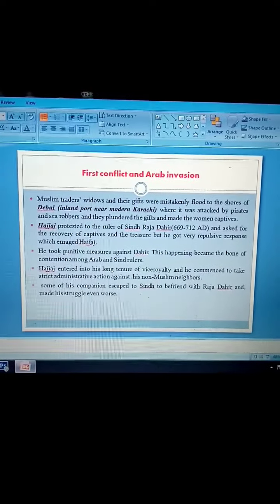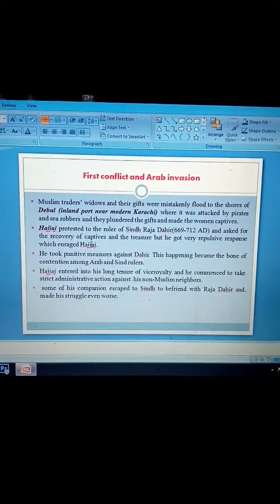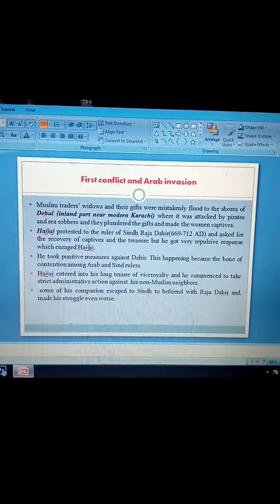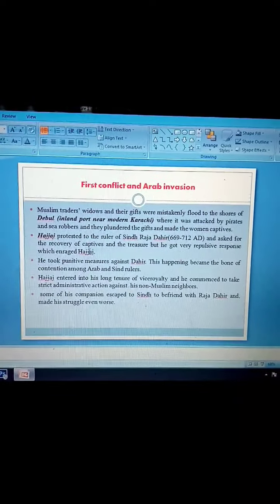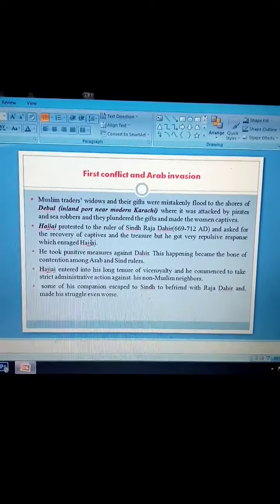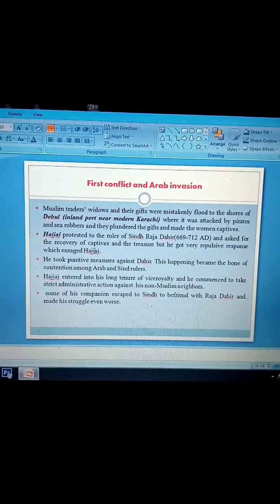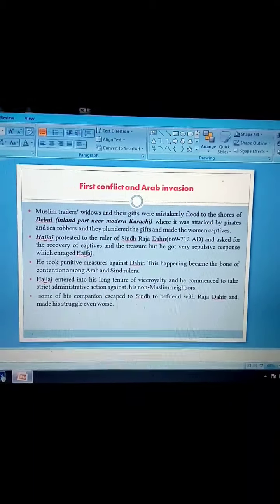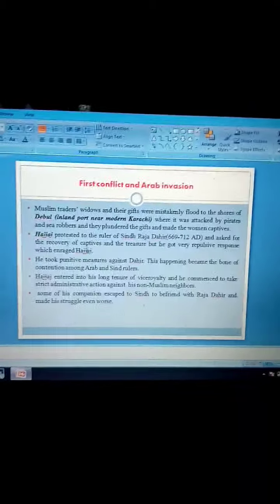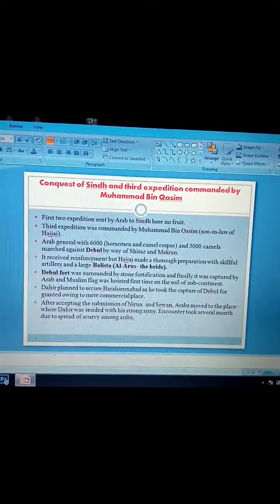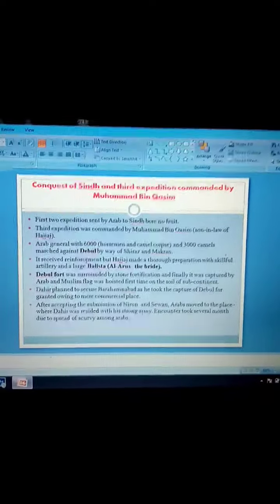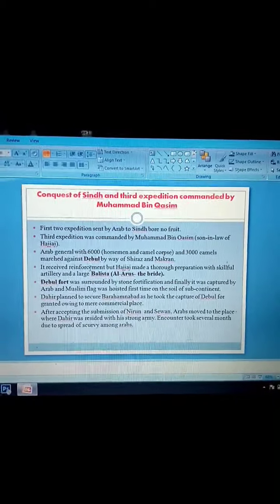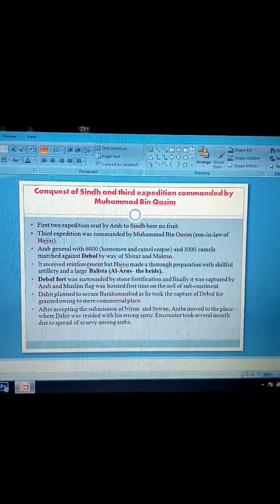At the same time, Hajjaj got the viceroyalty for a longer time period, and his tenure was extended. When his tenure was extended, he resolved to take strict action against the non-Muslim neighbors. He sent groups of invaders to Sindh twice, which remained unsuccessful. But in the third invasion, he sent his own son-in-law, Muhammad bin Qasim, and he prepared thoroughly for this invasion.